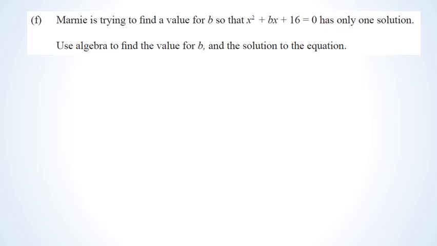All right, so in this question, Mani's trying to find a value for b so that x squared plus bx plus 16 equals 0 has only one solution. So, this is where it helps knowing some facts about when it has one solution. The first thing is this. For a quadratic to have one solution, we need to have it as a perfect square. So if (x plus a) squared equals 0, then this gives one solution.